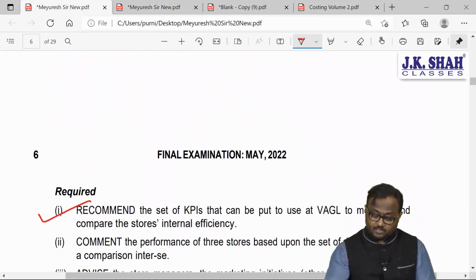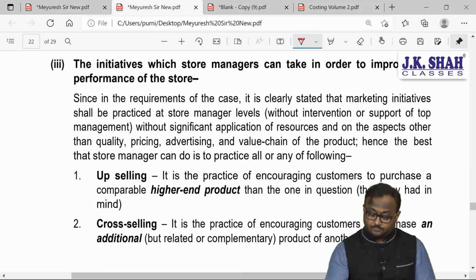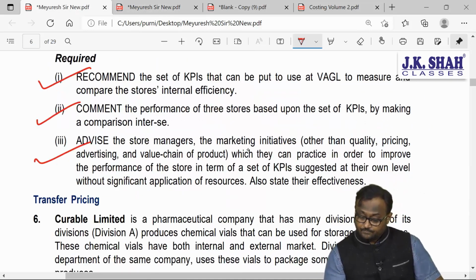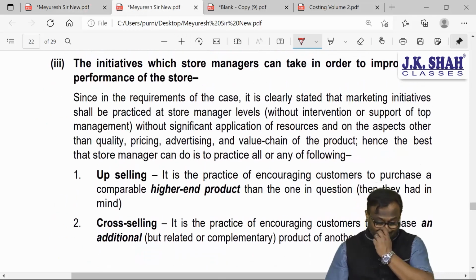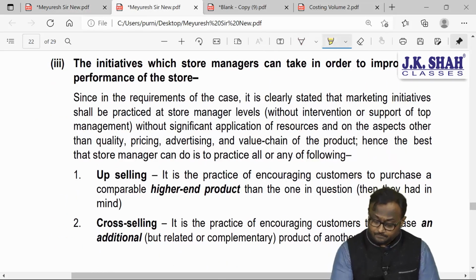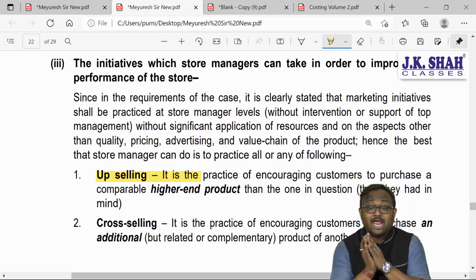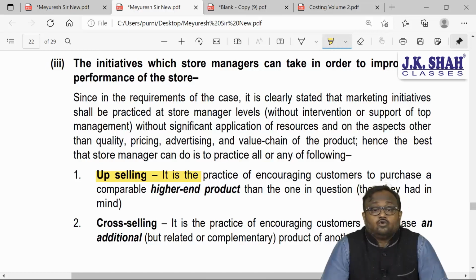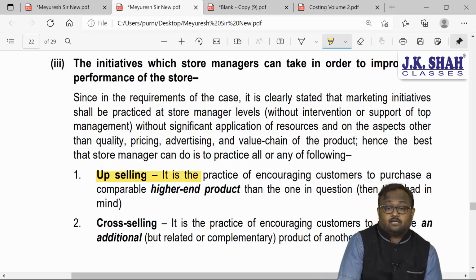What is asked in the third part? Advise store managers the marketing initiatives which they can practice in order to improve the performance. You can go for upselling. Upselling is something where you encourage your customer to purchase a higher end product rather than the one they ask for.